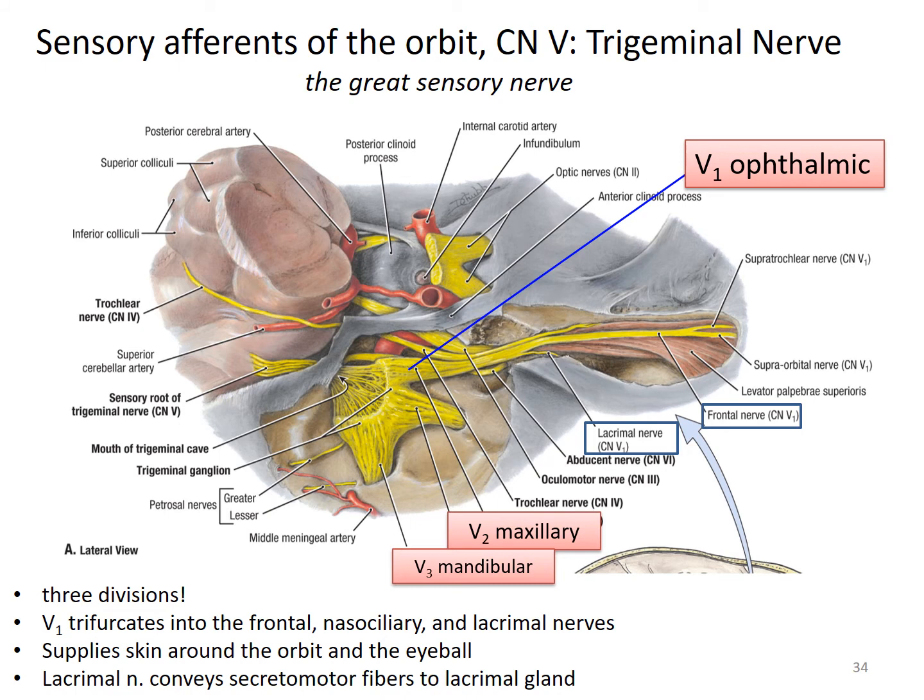Remember that the trigeminal nerve is deemed the great sensory nerve. You have your 3 divisions. V1, the ophthalmic division, will pass through the superior orbital fissure. V2, the maxillary division, will pass through the foramen rotundum. And V3 will pass through the foramen ovale. V1 up here will actually trifurcate into 3 nerves: your frontal nerve, your nasociliary nerve, and your lacrimal nerve.